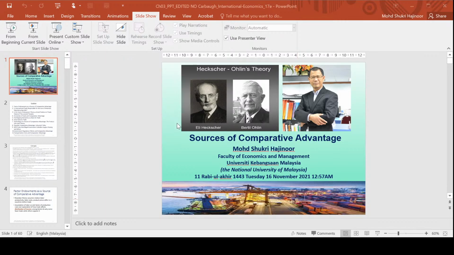So very high opportunity cost for the production of aircraft in China. By how much? MRT 4.0. In the United States, MRT is only 0.33. So the United States will specialize in aircraft. On the other hand, China will specialize in textile.